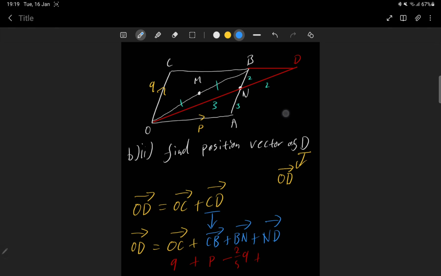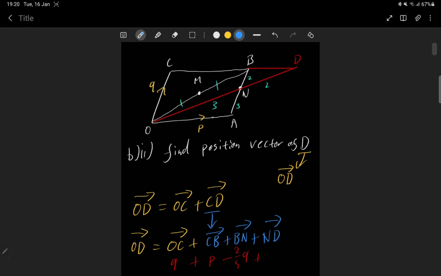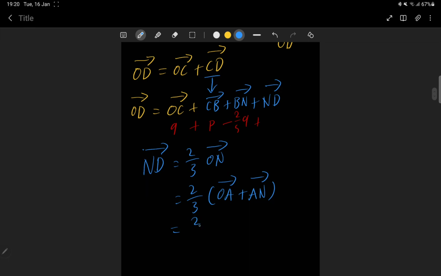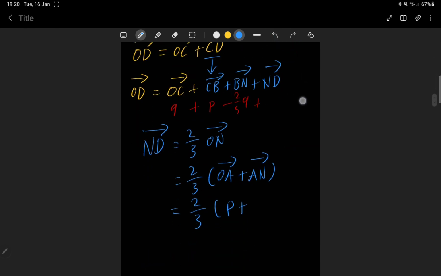ON we can rewrite as OA plus AN, right? 2 over 3 times OA plus AN. And we know that OA is just p, right? So 2 over 3 times p plus AN, which is 3 over 5, since 3 plus 2 is 5, 3 over 5 times q. So we know our ND.